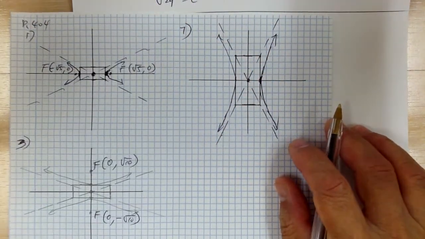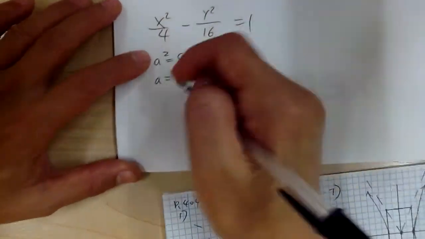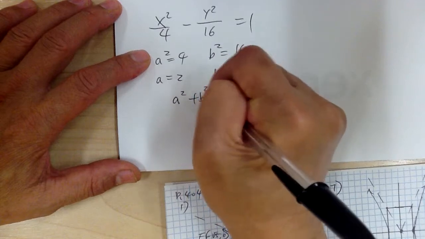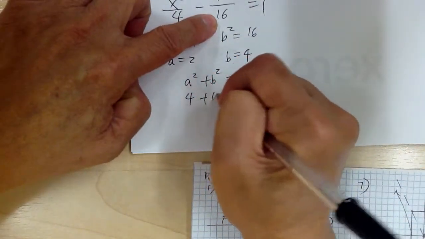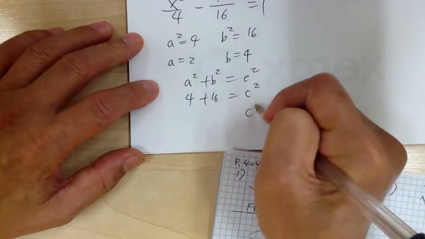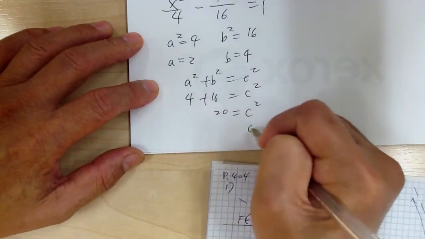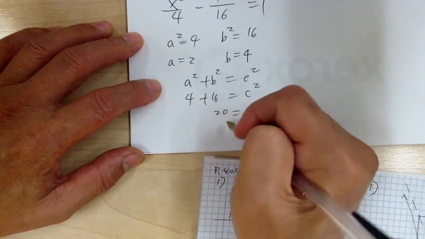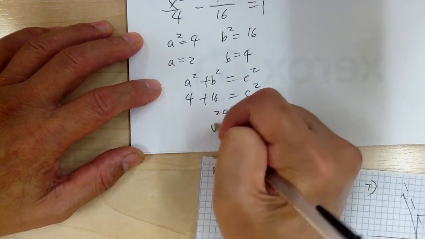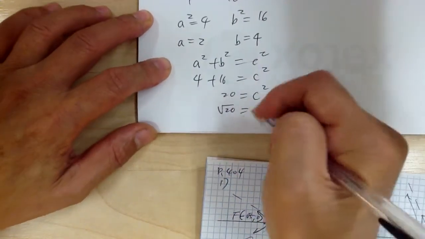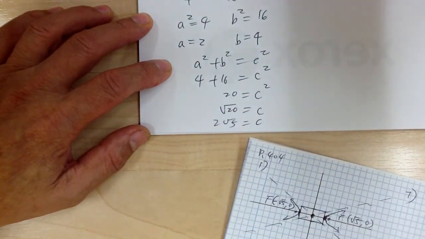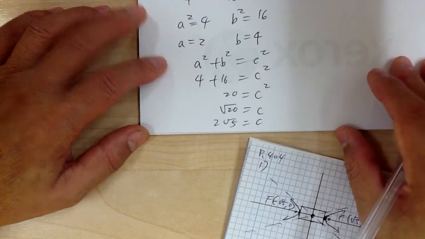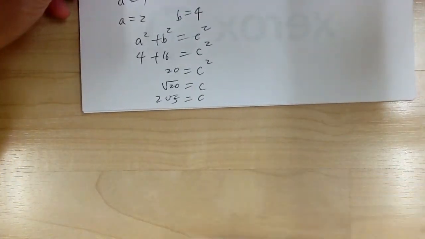Okay. And after that, you need to find the focus, the f. So do a squared plus b squared equal to c squared. So you're going to get 4 plus 16 equal to c squared. So c squared equal to 20. So c equal to square root of 20. Okay, so square root of 20, which will equal 2 square root of 5. Okay, so this is about 4.4. So you can use your calculator to figure it out.